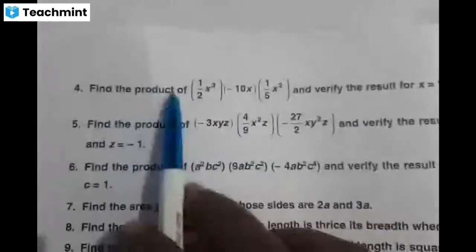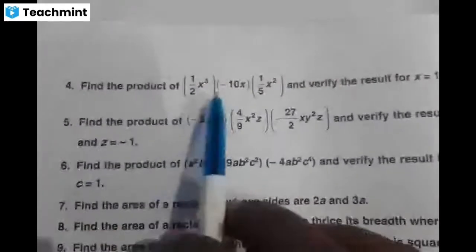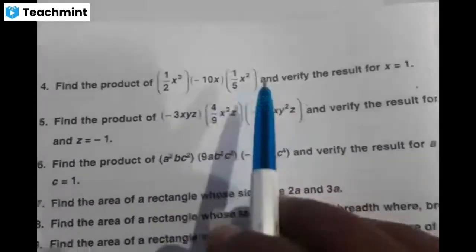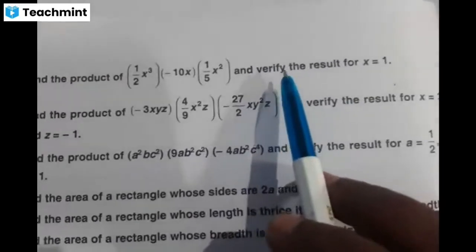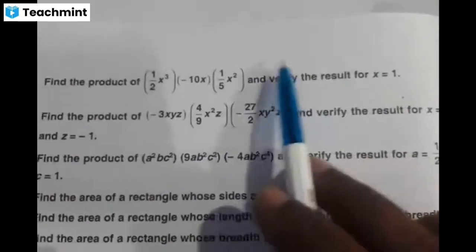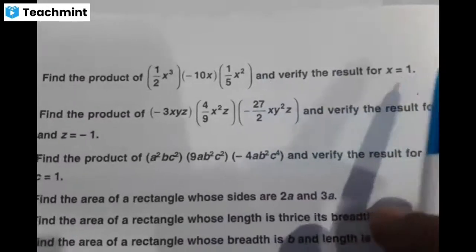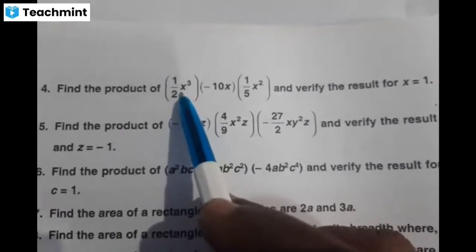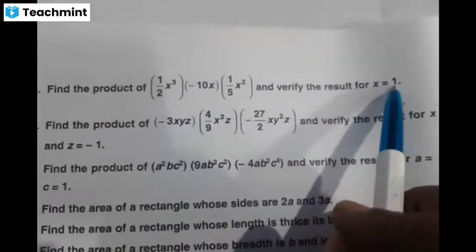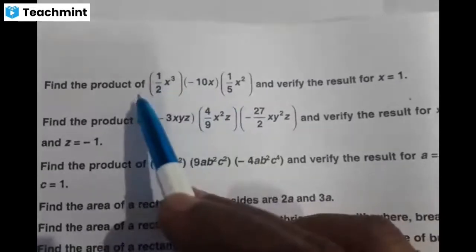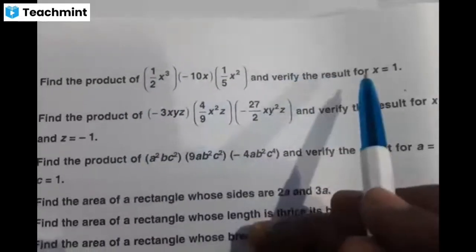Here we know how to find the product, which means we have to multiply these monomials, children. After multiplying, we are supposed to verify the result for x is equal to 1. What is this, verify the result for x is equal to 1? That means we have to substitute in place of x the number 1, and then we have to verify whether LHS is equal to RHS.